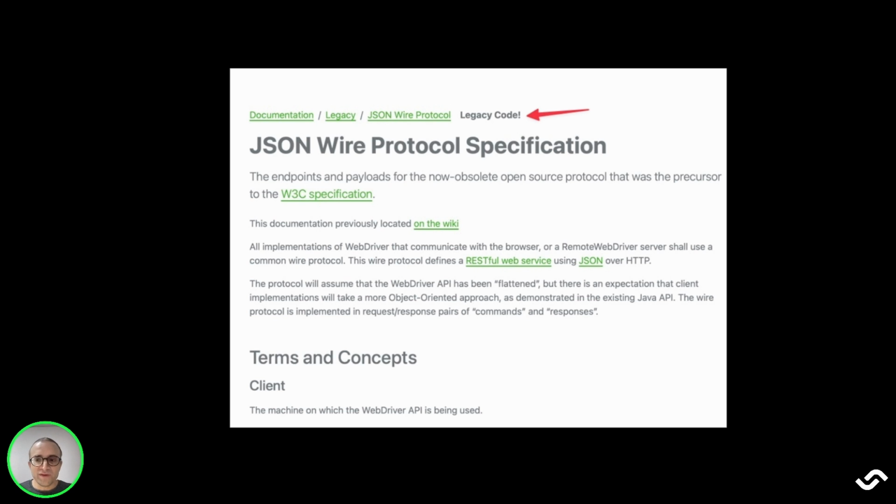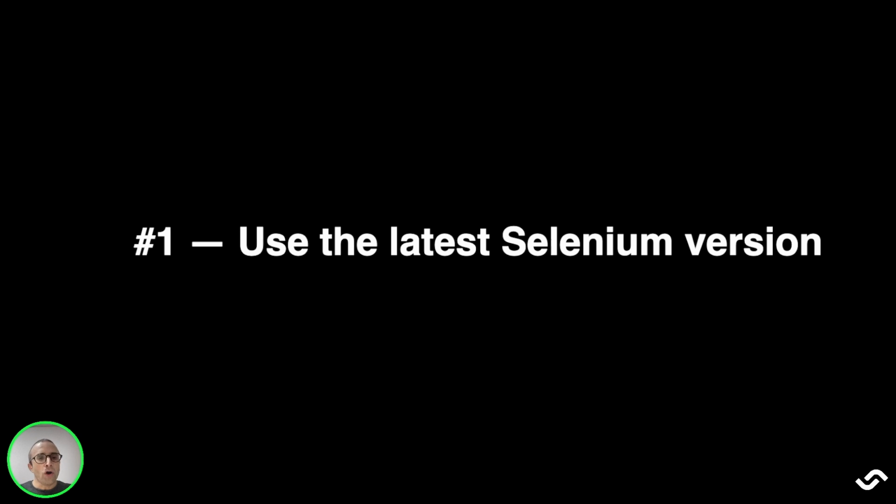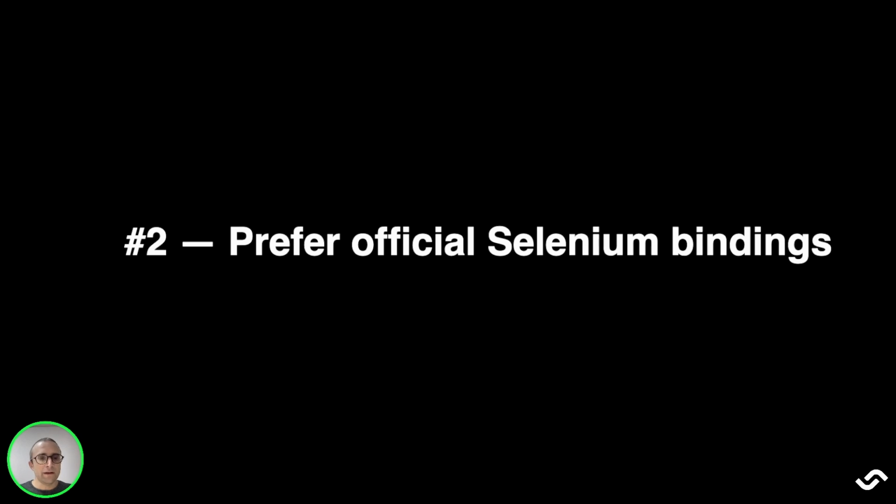One of the problems with Selenium 3 is that it uses JSON wire protocol for communication with the web browser. The JSON wire protocol is not standard, this is legacy code. For this reason, Selenium 4 has deprecated JSON wire protocol in favor of the more stable and reliable W3C WebDriver protocol. That makes Selenium 4 tests less flaky than Selenium 3 tests. So to avoid issues in your test suite, always ensure you are using the latest Selenium version and the client libraries. Number 2. Prefer official Selenium bindings.